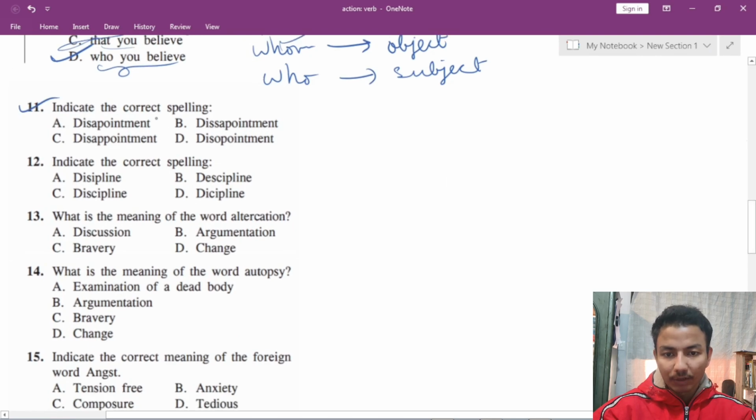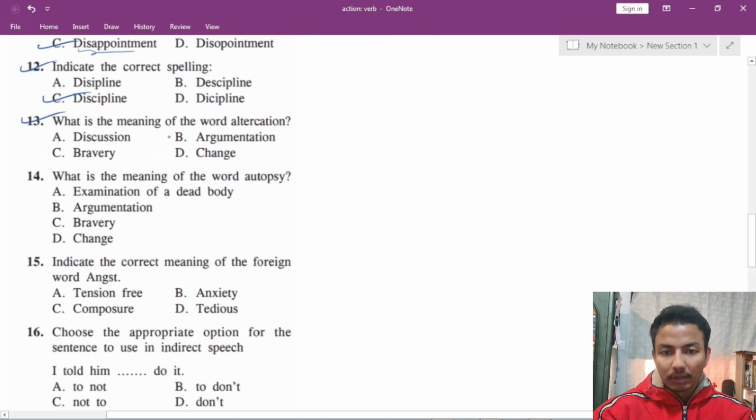Question number 11. Indicate the correct spelling. Here we just need to know the spelling of disappointment. So the correct spelling here is C, DISAPPOINTMENT. Okay, next one. Indicate the correct spelling of discipline. Discipline is this one. DISCIPLINE.